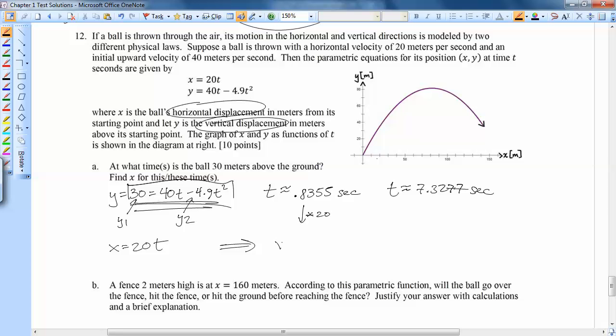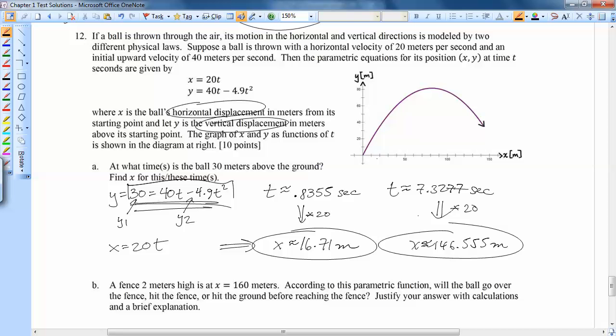And that's going to give you x is about 16.71 meters. And then if I multiply this one by 20, I'm going to get x is about 146.555 meters. We'll do approximately. So there are my two x's that go with my two times.